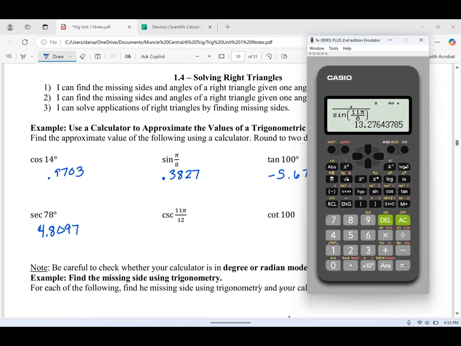So the answer to what is the cosecant of 11 pi over 12 is not 13.27. It's actually -1.0824.